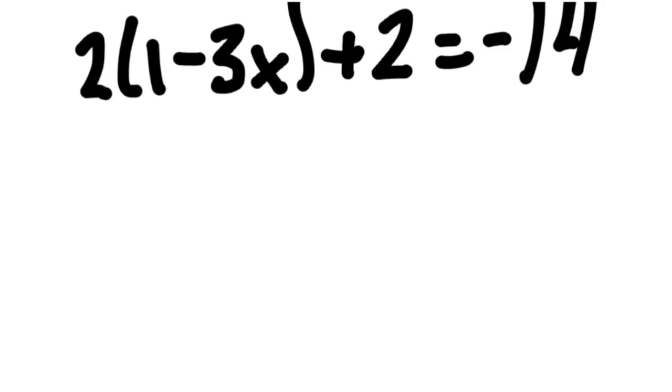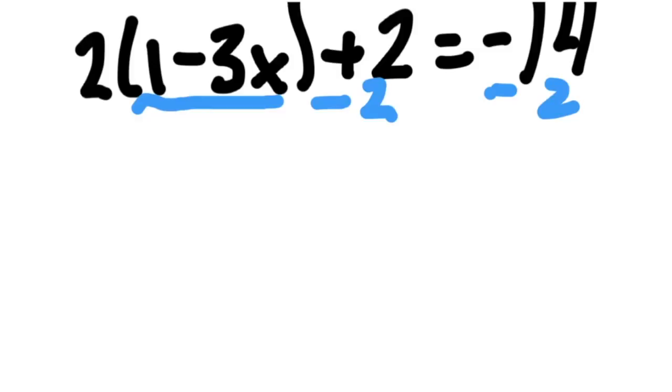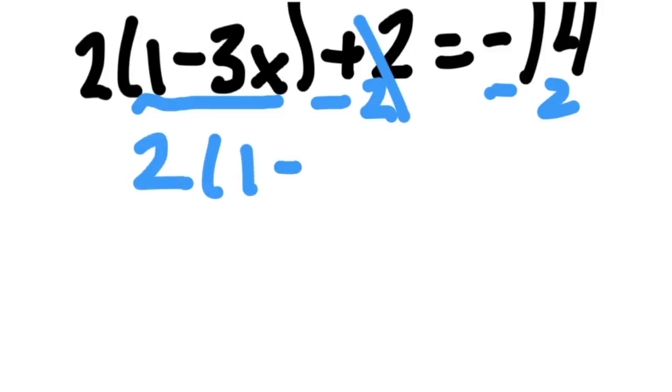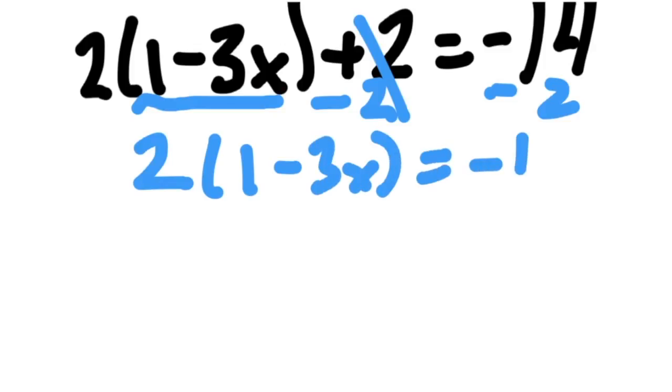We have 2 times the quantity 1 minus 3x, plus 2 equals negative 14. Now normally we would do the parentheses first, but we do those last now when we solve. So we're going to take away 2 from both sides to take care of that plus 2. That leaves us on the left side with 2 times the quantity 1 minus 3x equals negative 16.